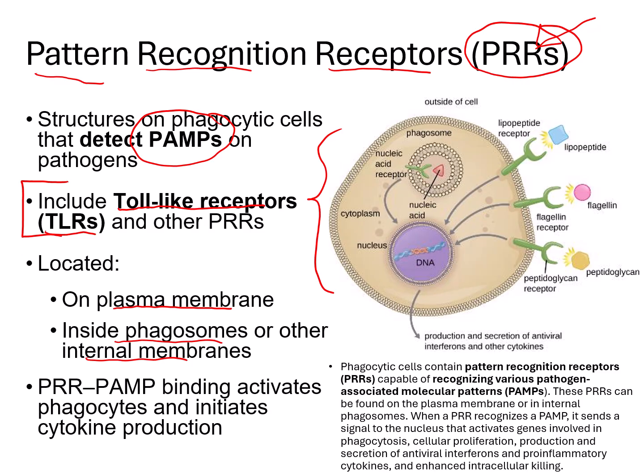When these pattern recognition receptors bind to PAMPs, they send signals to the nucleus, and this will activate the genes responsible for phagocytosis, cellular proliferation to cause cell division of these phagocytes, cytokine release, interferon production, as well as intracellular killing.